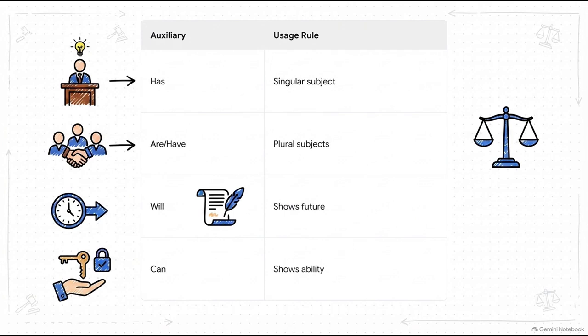If you've got a singular subject, like one specific witness, you use has. The witness has given evidence. But if you're dealing with a plural, say multiple respondents, you've got to shift to are or have. The respondents are present. The real key here is understanding intent. Using will guarantees a future action, right? The counsel will file the memo today. But using can simply shows ability or permission, like the accused can apply for bail. If you swap will for can, you completely change your legal commitment to the court.